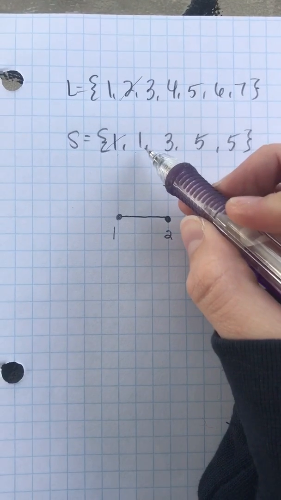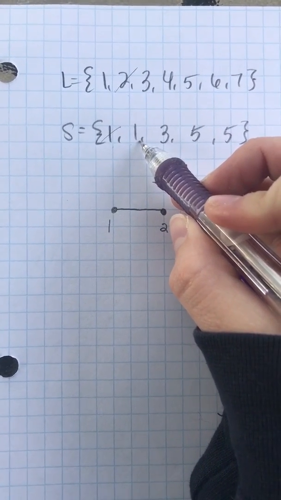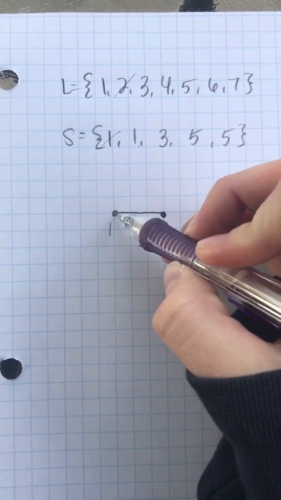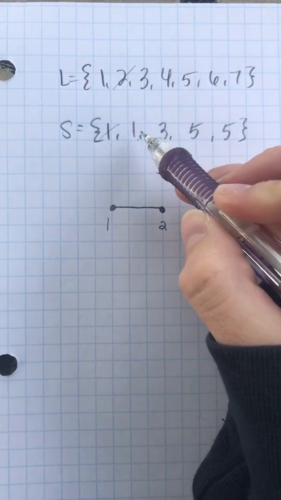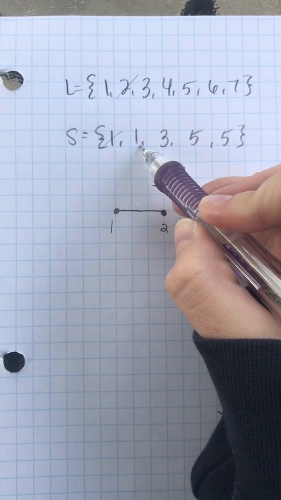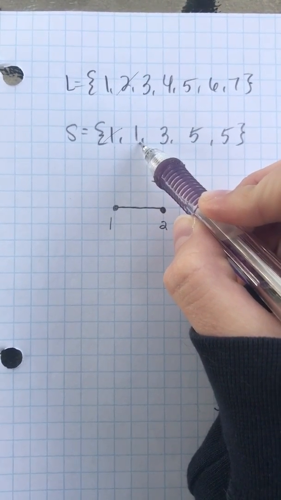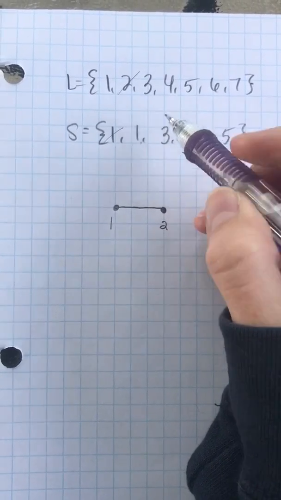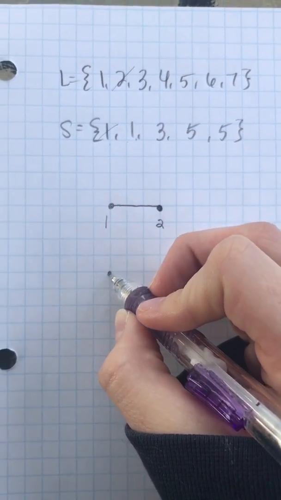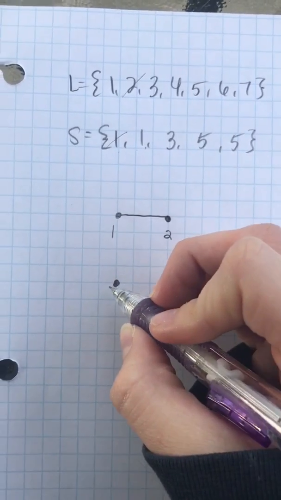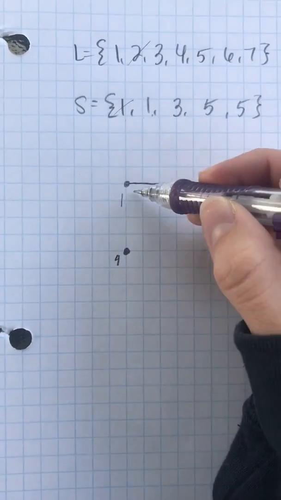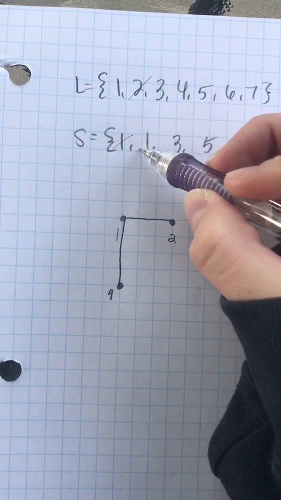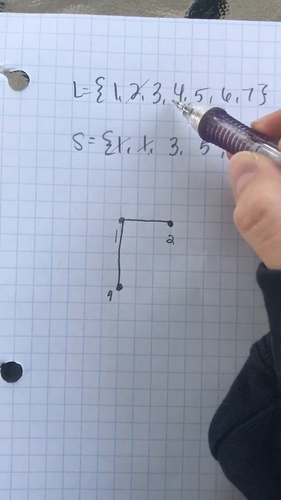Looking at my next value that I have in S, it is 1. So that means when I draw my next vertex, okay, I'm going to then connect it back to 1. So when I look here, my next smallest value that I have that's in L, that is not in S, is going to be 4. Okay, so I'm going to draw a vertex down here. It can be anywhere. And I'm going to label it with 4. And I'm going to connect 1 to 4. And once I connect that, I cross off 1 and I cross off 4.